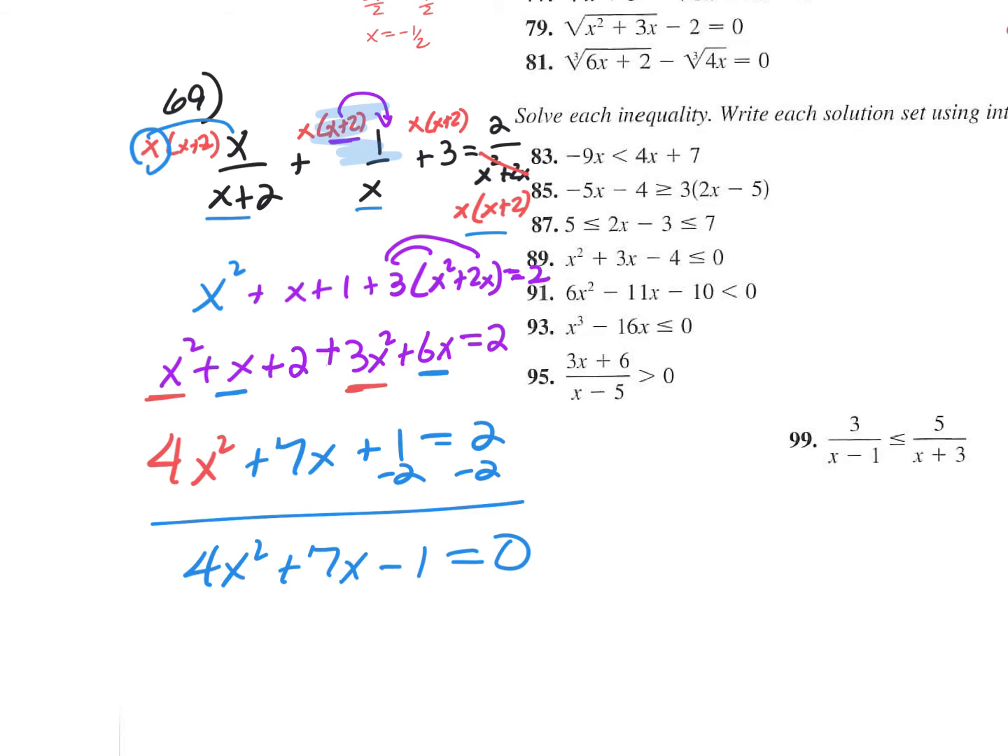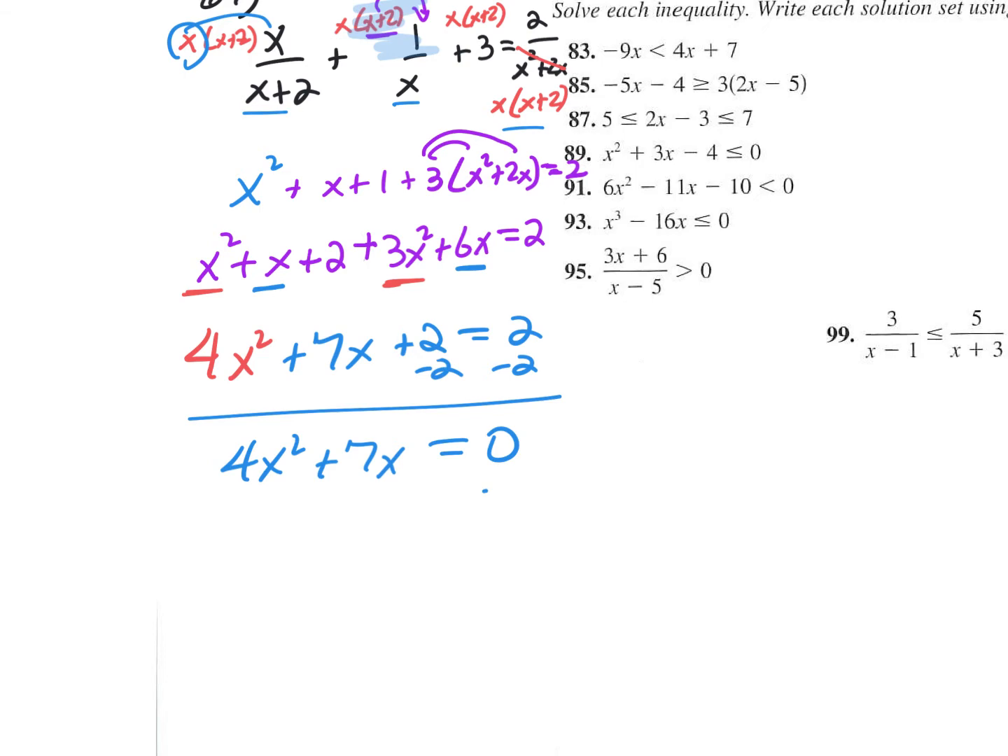Okay, so now when I move it over, this is actually a 2. And then now this is gone. So now I have 4x squared plus 7x equals 0. I'm going to factor out a GCF of x. I'm left with 4x plus 7 equals 0.